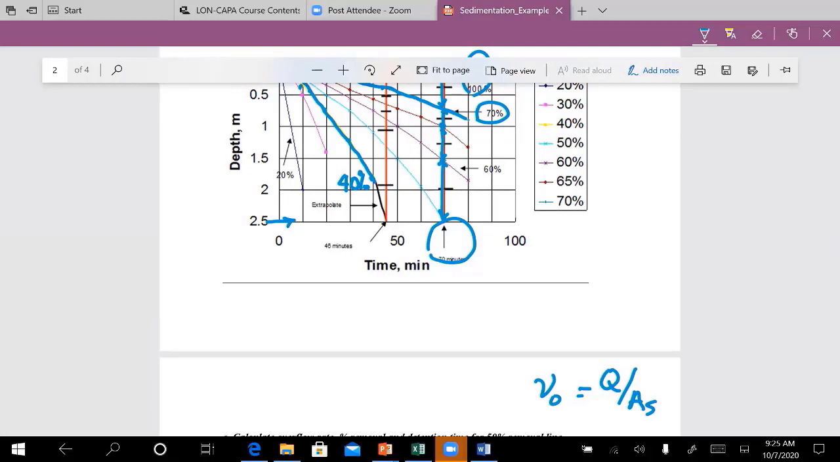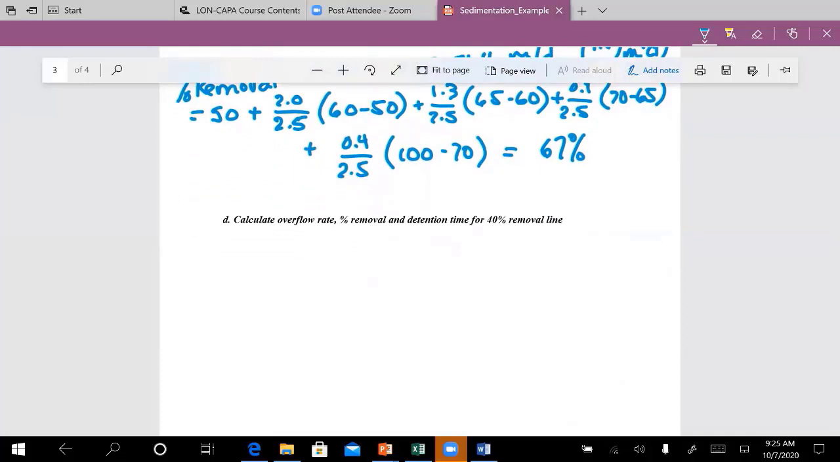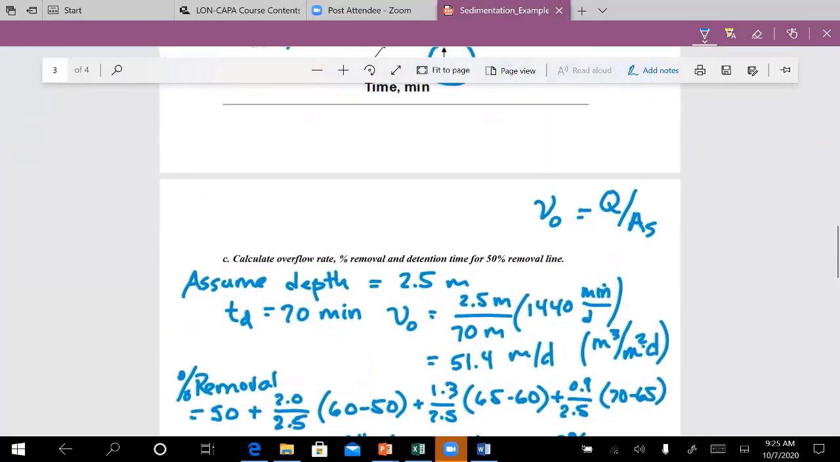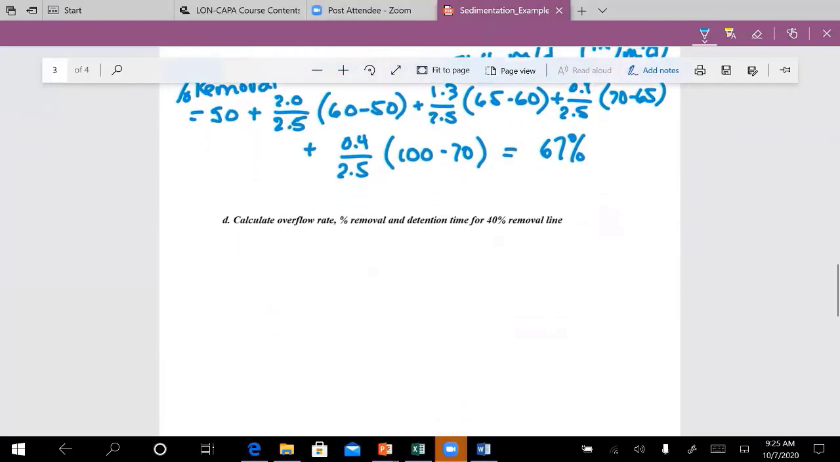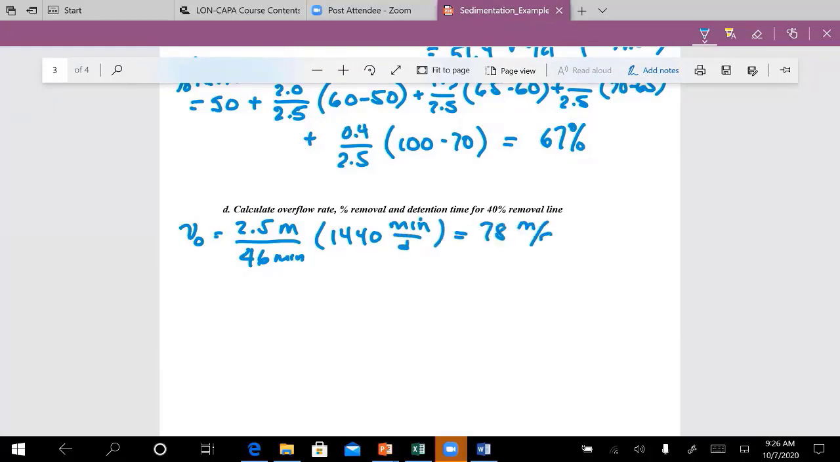So we'll take this 40 here. And drawing these is not trivial. This is an approximation. But if we look at this line here, it crosses at about 46 minutes. So we have an overflow rate here of 2.5 meters divided by 46 minutes times 1,440 minutes per day. And that is equal to 78 meters per day.